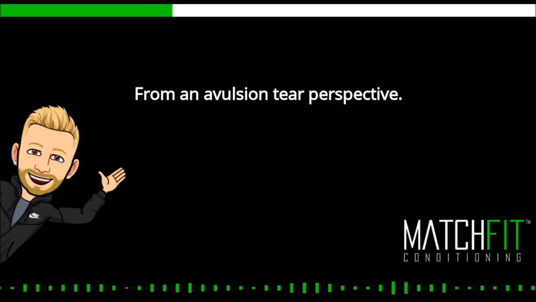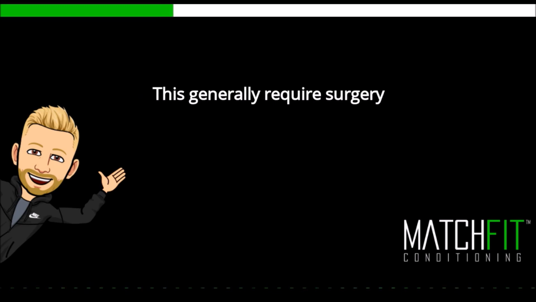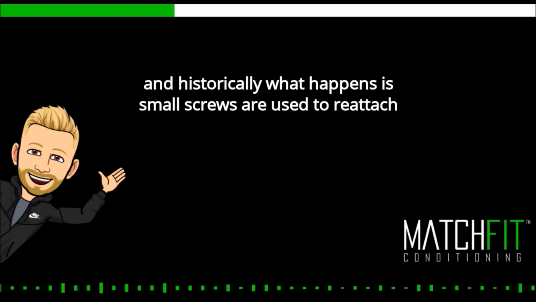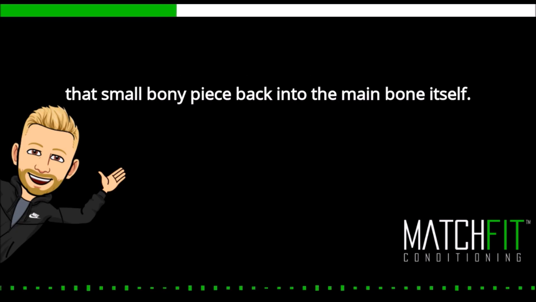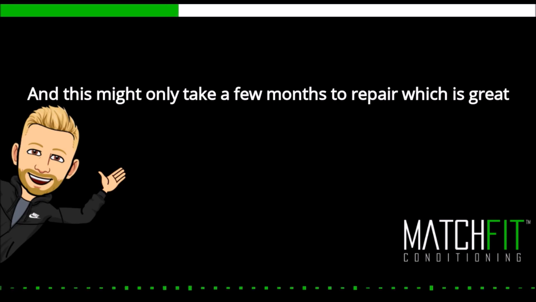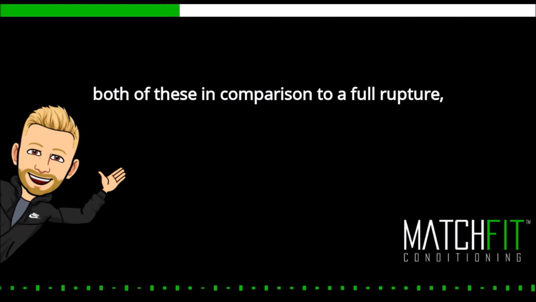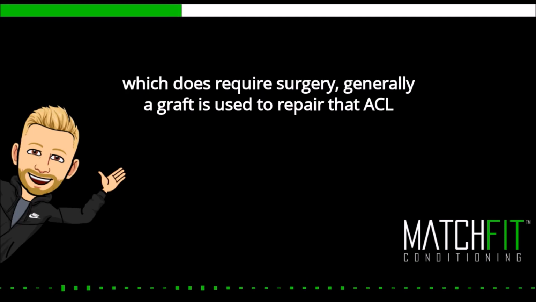From an avulsion tear perspective, this generally requires surgery, and historically what happens is small screws are used to reattach that small bony piece back into the main bone itself, and this might only take a few months to repair, which is great. Both of these in comparison to a full rupture, which does require surgery, generally a graft is used to repair that ACL.